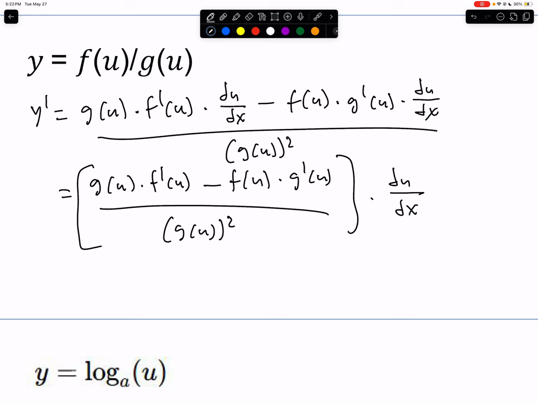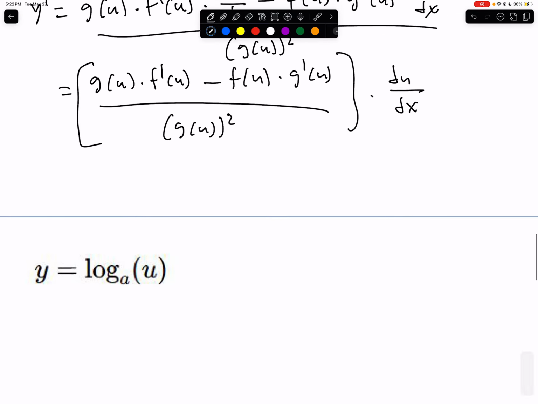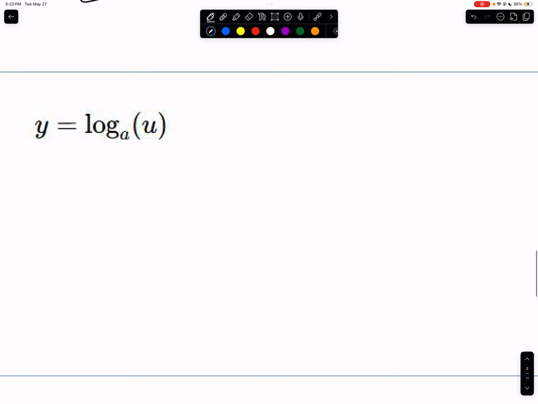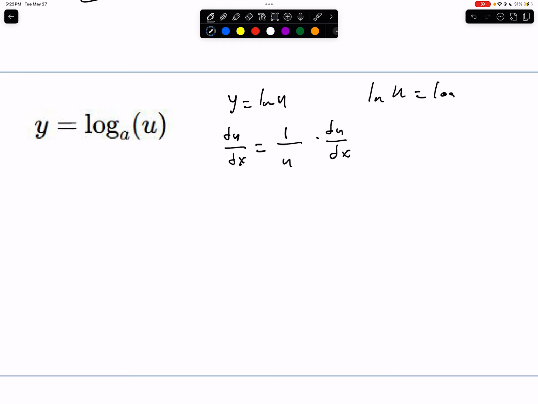That is also fine. Okay, and then here this is just the natural log, right? If y equals ln of u in this case, dy dx equals just 1 over u times du dx, right?